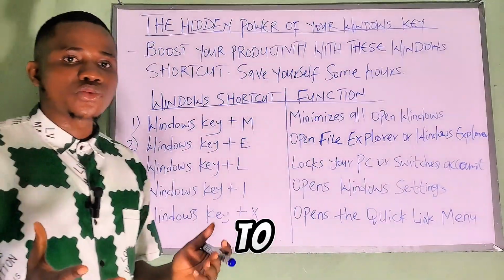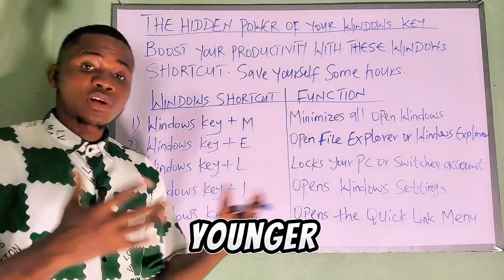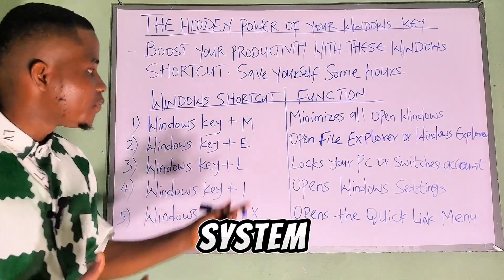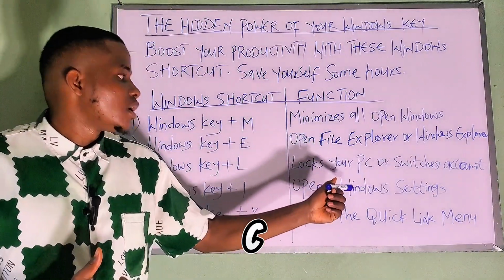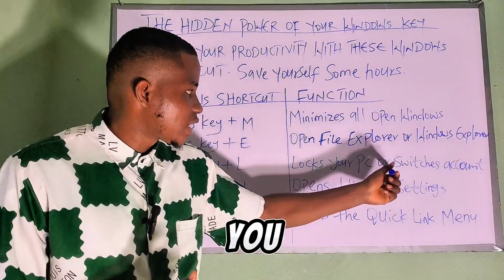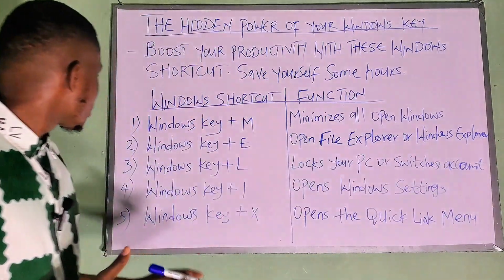So maybe you want to quickly go and do something, and maybe your younger brother is around and you don't want him to have access to your system. You can quickly hit this shortcut to lock your PC. Or if you have multiple accounts, you can use the shortcut to switch between your accounts.